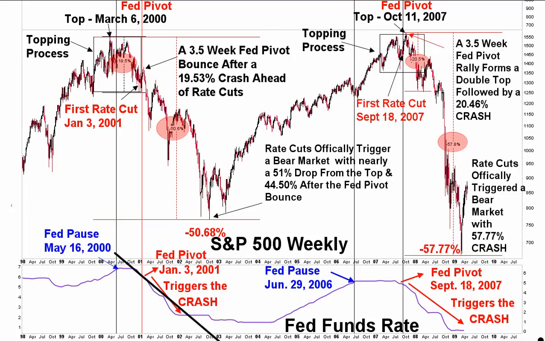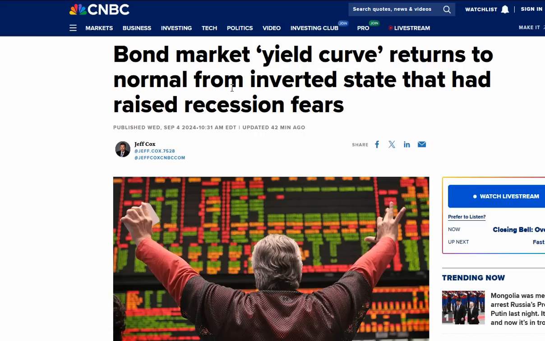The Fed's cutting rates because we're moving into recession, and then recession hits. Trying to ease the pain. We see the inverted yield curve correctly predict it. And the warning signs are there, but this kind of stuff, the yield curve returning to a normal state from inverted, had raised recession fears. The steepening of the yield curve after the un-inversion is when the recession begins to hit. Again, a very bearish thing for the market.